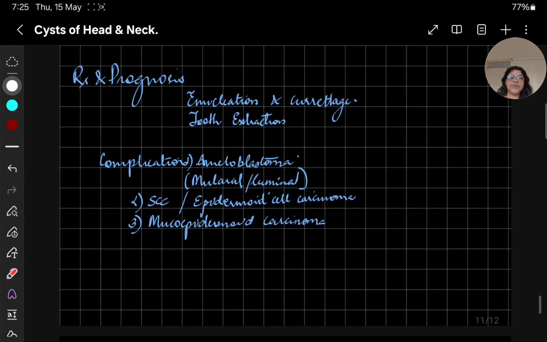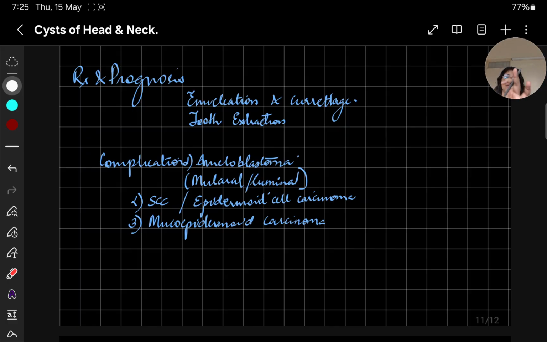Now we go to the treatment and prognosis. So what will you do? It is a follicle, so you will have to do enucleation and curettage, tooth extraction, then enucleation and curettage.